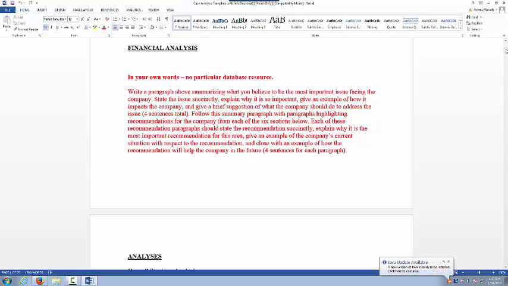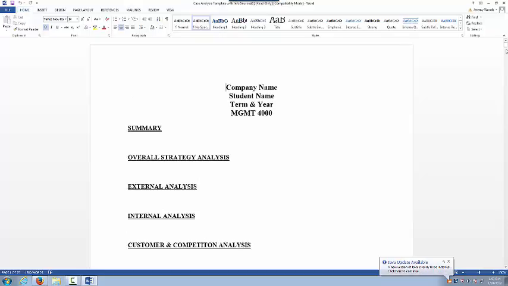So the summary section here is actually the last thing that you're going to fill out. You're going to complete the entire rest of this paper and then do the summary last. However, I will go over what I want you to do here first, since it's at the first page.